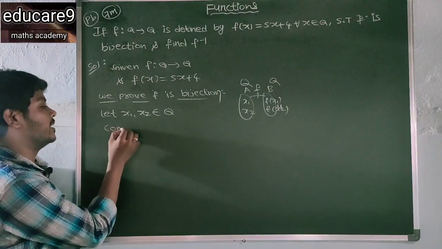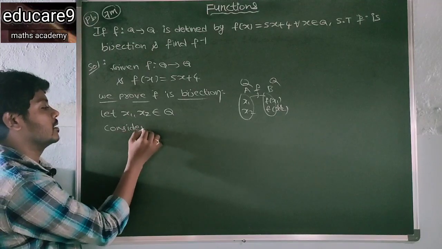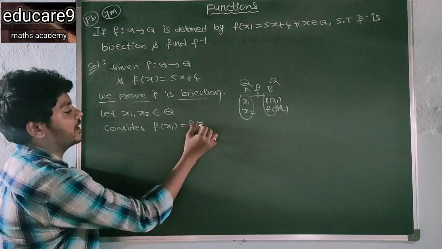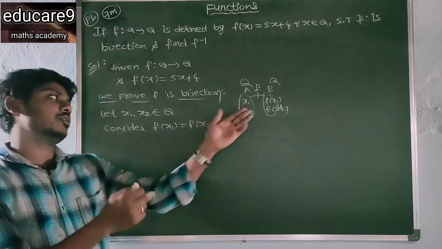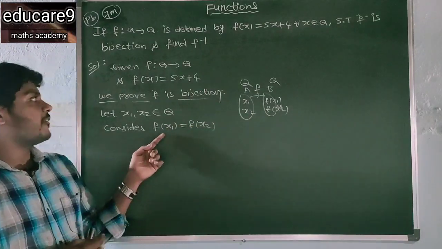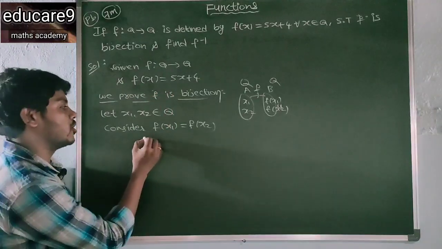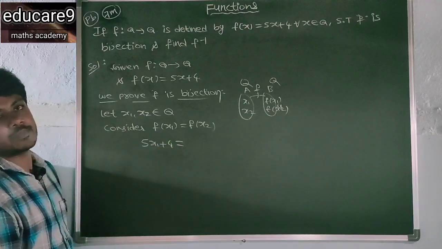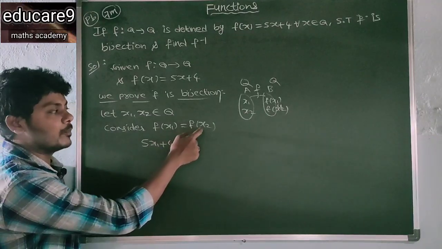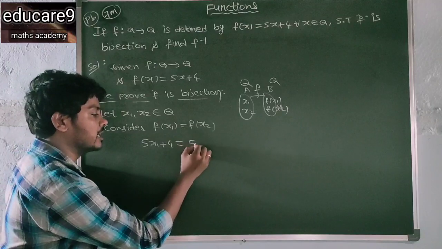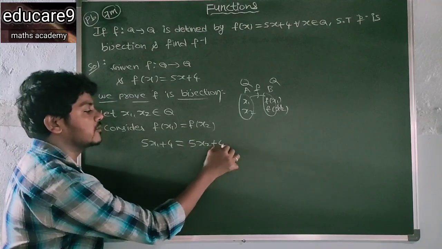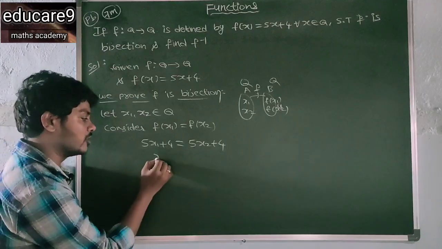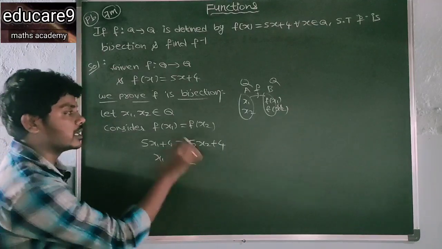Now consider f of x1 is equal to f of x2. So that they belong to Q. Now what is f of x1? 5x plus 4, that is 5x1 plus 4. So replace x by x1 and replace x by x2. So that is 5x2 plus 4. So clearly 4 gets cancelled, 5 gets cancelled. So what you get? x1 is equal to x2.